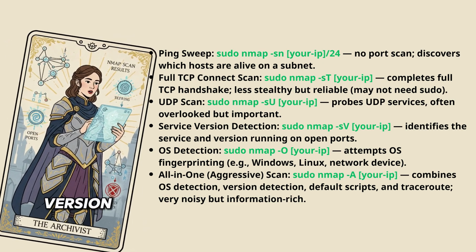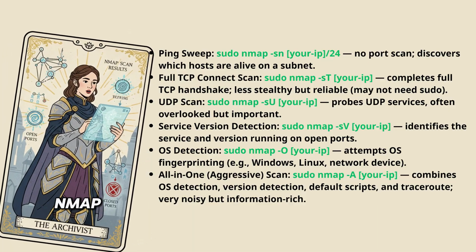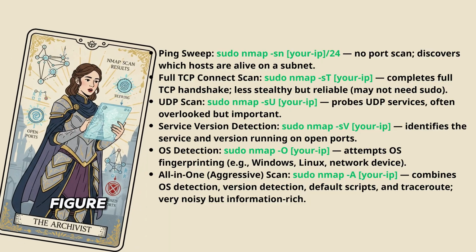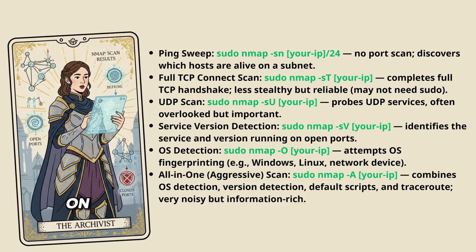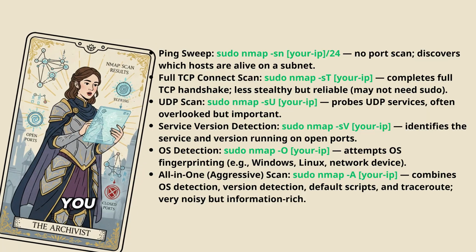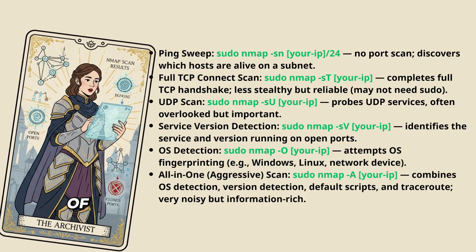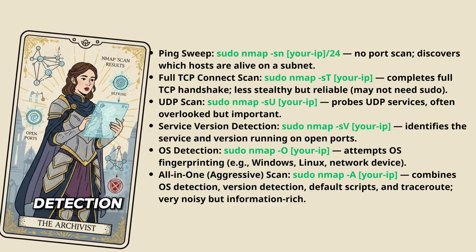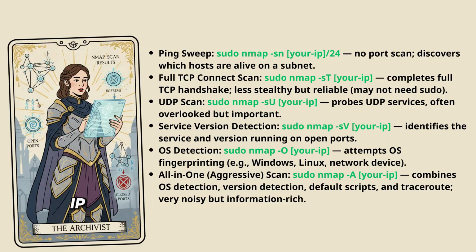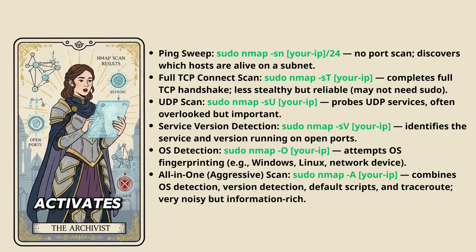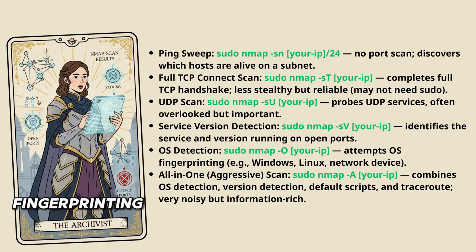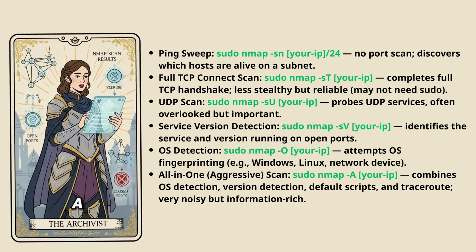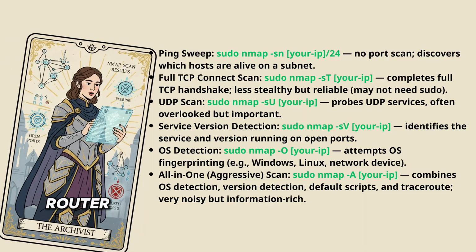Fourth, service version detection. sudo nmap -sV your IP. This is one of my favorites. -sV tries to figure out the exact service and version running on an open port. Knowing you have Apache 2.4.1 instead of just a web server is critical. Fifth, OS detection. sudo nmap -O your IP. The capital O flag activates Nmap's operating system fingerprinting. It'll make an educated guess if you're looking at a Windows server, a Linux box, or a Cisco router.